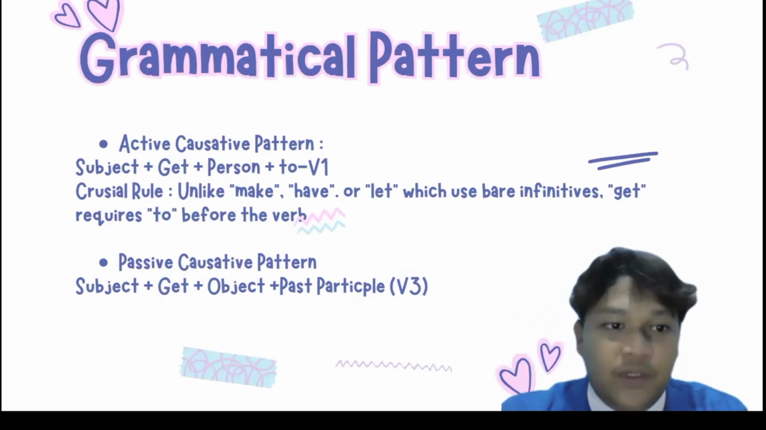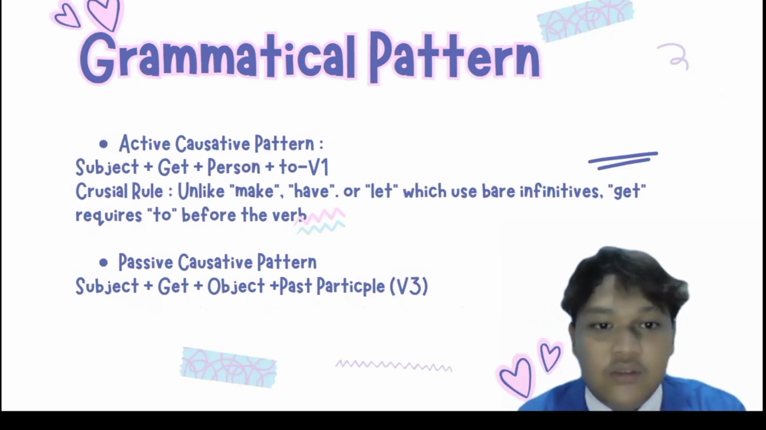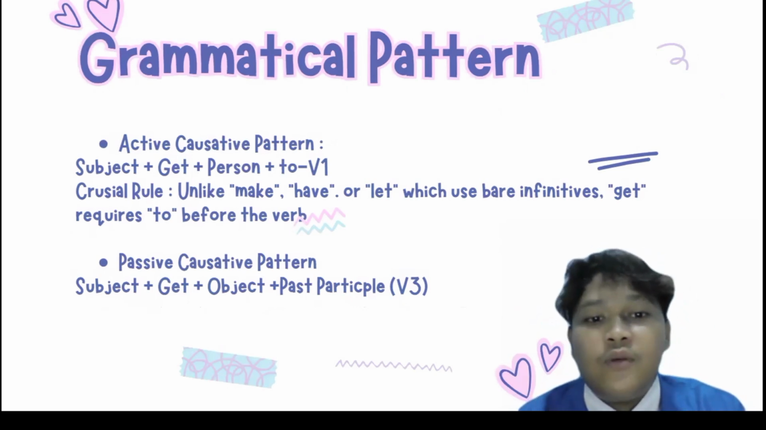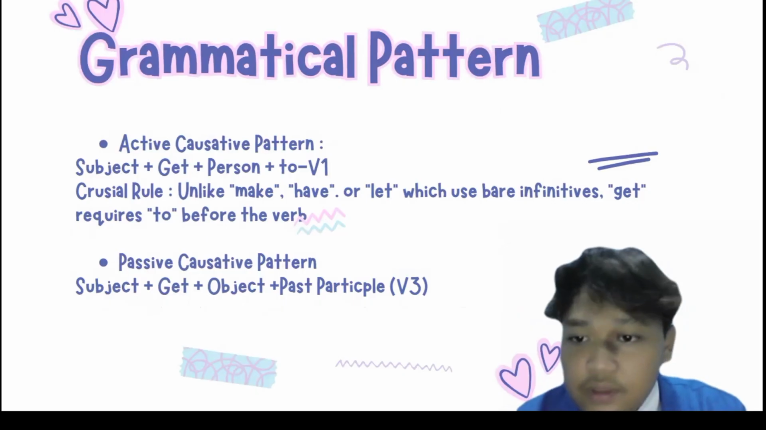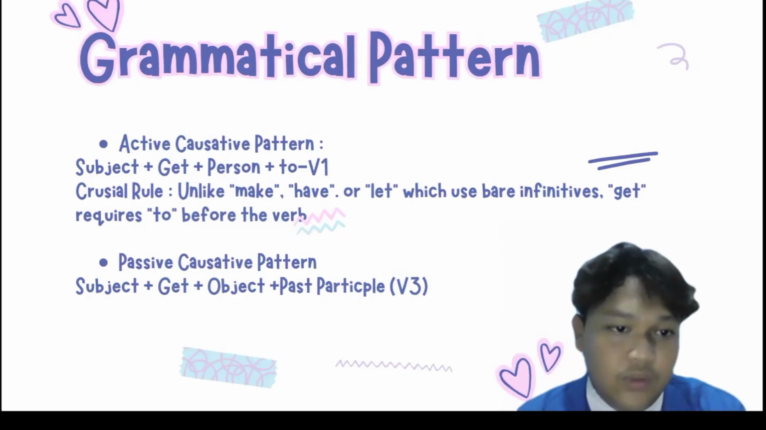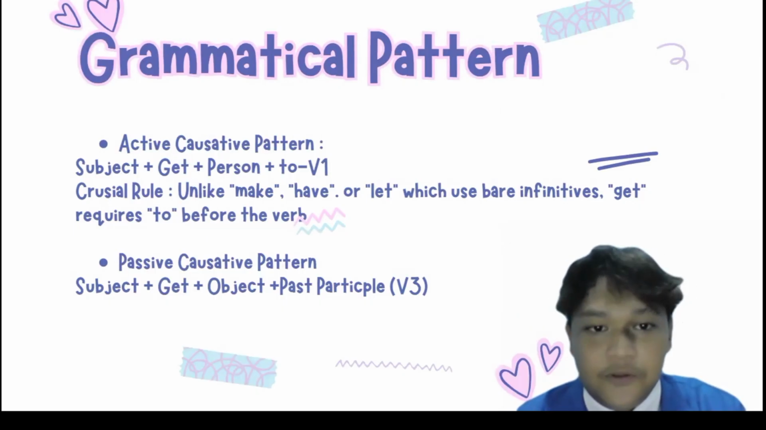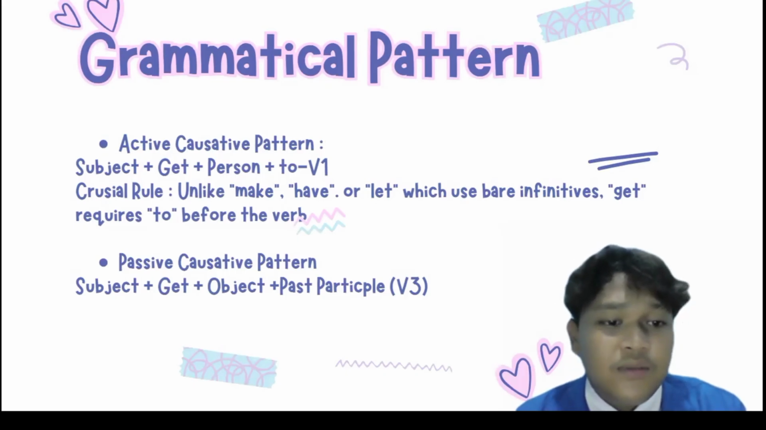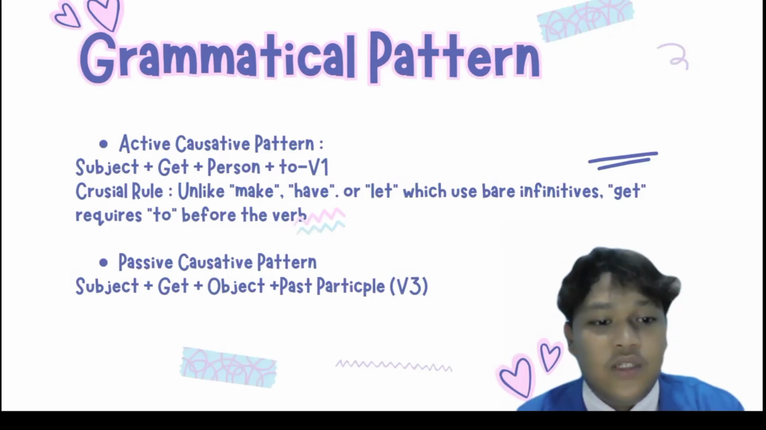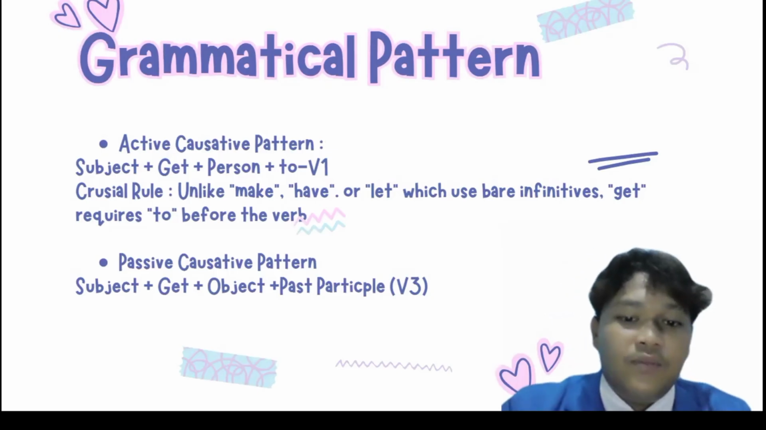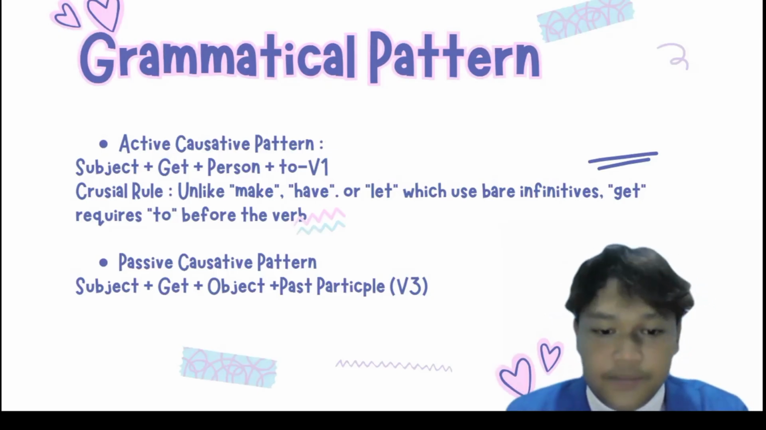This is the grammatical pattern. The active causative pattern structure is subject plus get plus person plus to infinitive of verb one. And the crucial rule: unlike make, have, or let, which take a bare infinitive, get requires to before the verb. And second is the passive causative pattern. The structure is subject plus get plus object plus the past participle, verb three.